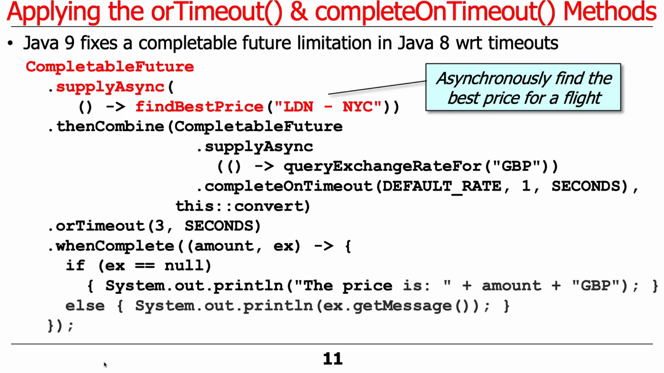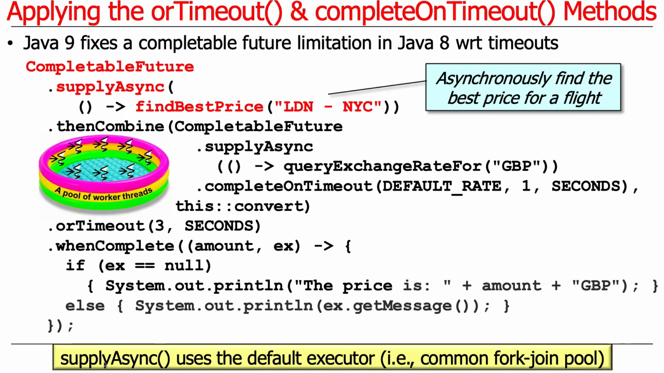So what we're going to do here is have a little program that will asynchronously find the best price for a flight. A little bit hypothetical here, but we're going to assume we have some kind of system that's going to go out and find the best price for something. You can see that findBestPrice is a method that will be given a departure airport and a destination airport, and it will asynchronously go ahead and find the best price. No real surprise there. That's pretty straightforward. Obviously, under the hood, supplyAsync is going to use the default executor, which in this case is the common fork join pool.